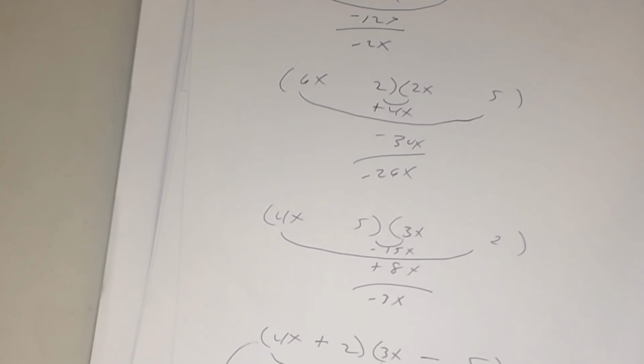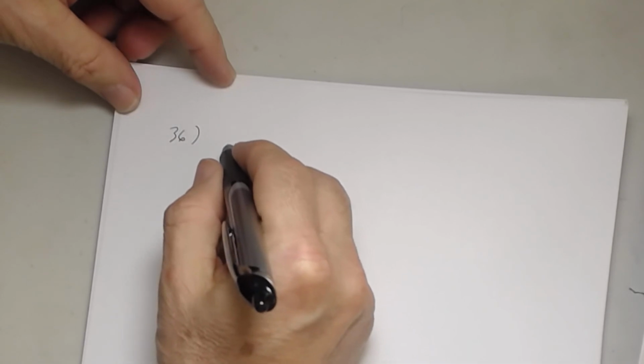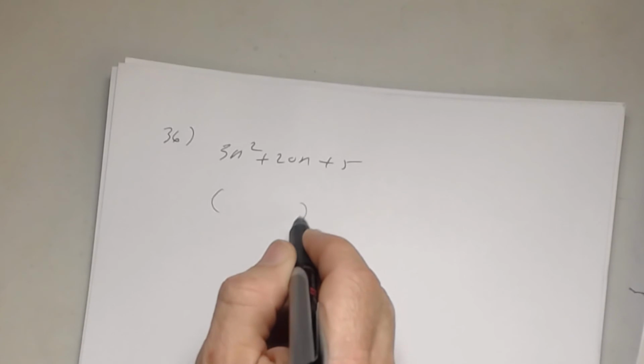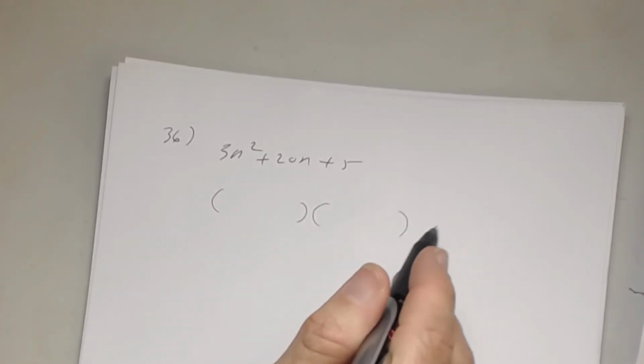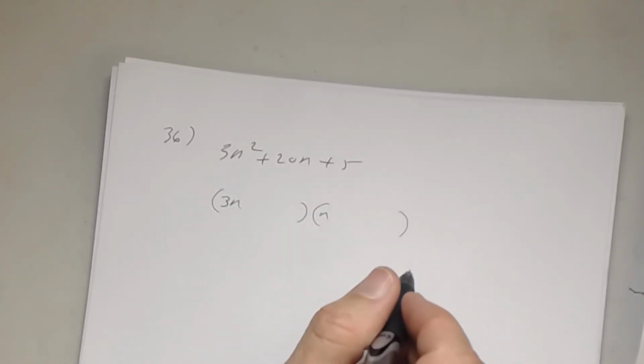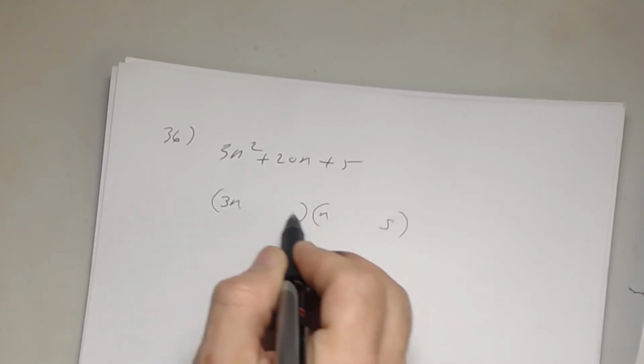All right, let's look at 36. You have 3n squared plus 20n plus 5. GCF? So 2 binomials. There's only one possibility for 3n squared. What do you want to try? 3n and n. There's only one possibility for 5. What do you want to try? 5 and 1. Where do you want to put the 5? The first parenthesis or the second? Second. And the 1 at the first.